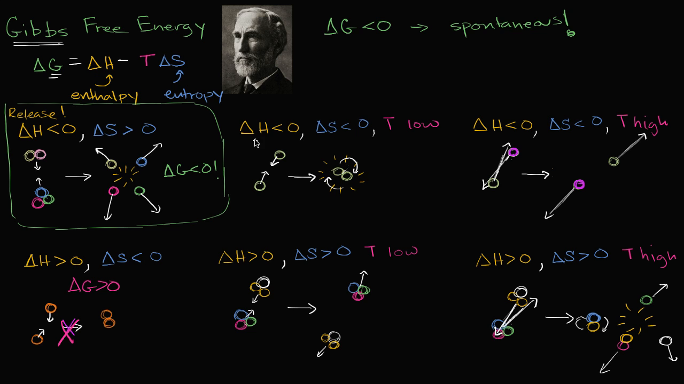Now over here we have some permutations of delta H's and delta S's, and whether they're spontaneous depends on the temperature. So over here, our delta H is less than 0, so we're going to have a release of energy, but our entropy decreases. What's going to happen? Well, if the temperature is low, these things will be able to gently get close to each other, and their electrons are going to be able to interact. Maybe they get to a lower energy state, and they can release energy. The electrons will spontaneously do this, but the entropy has gone down. But this can actually happen because the temperature here is low. And some of you might be saying, wait, doesn't that violate the second law of thermodynamics?